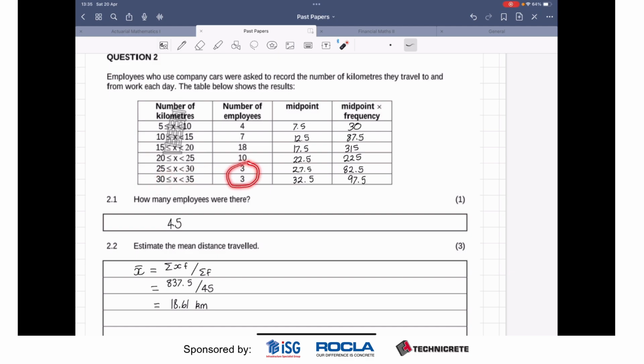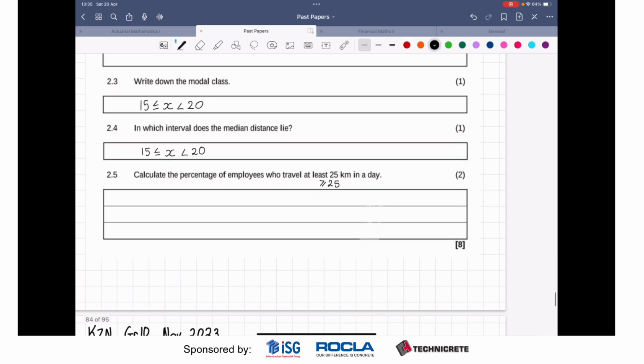3 plus 3 is 6. So I'll have 6 over my total number of people, which was 45. And that is times 100 to make it a percentage. And that is equal to 13.33%.